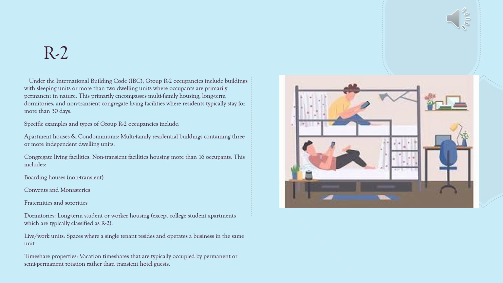Under the IBC, Group R2 occupancies include buildings with sleeping units or more than two dwelling units where occupants are primarily permanent in nature. Think about apartment buildings. This primarily encompasses multifamily housing, long-term dormitories, and non-transient congregate living facilities where residents typically stay longer than 30 days.